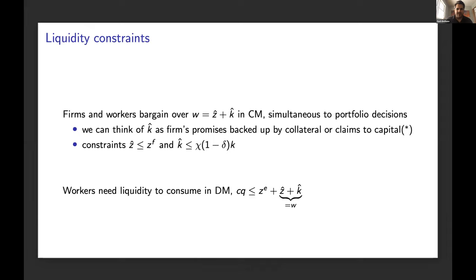Let me just explain the key mechanics. The liquidity constraints we should be familiar with. If you go to the bottom, there's a liquidity constraint in the decentralized market, right? Consumers need some liquidity, either through real balances by what they save, or through a part of the liquidity that they're getting through these wage payments that are paid at the beginning of the period in the labor market, or through these promises that firms have. And then firms have these liquidity constraints: they can't transfer more promises than they have, in terms of collateral value or their liquid wealth. Okay.